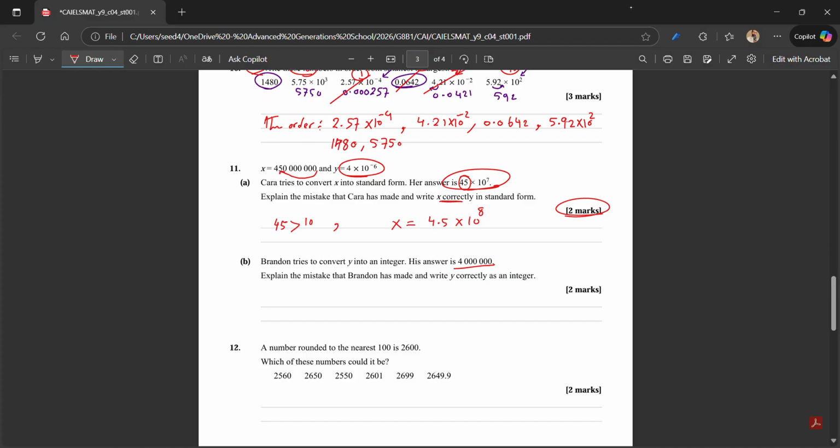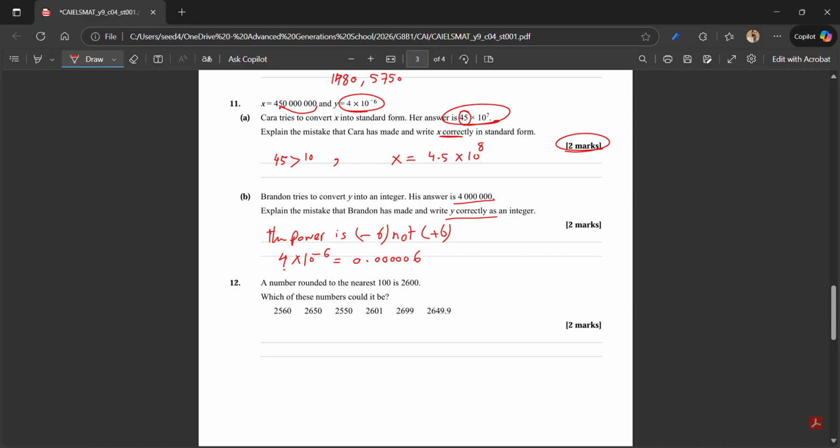He considered the power is -6, not +6. Okay, and I'm going to write it correctly. So 4 times 10 power -6 equals 0.00000. Don't forget, here we must move the decimal point 6 digits to the left. Already we have 1, so we are going to add 5 zeros, then write the 6, this way.